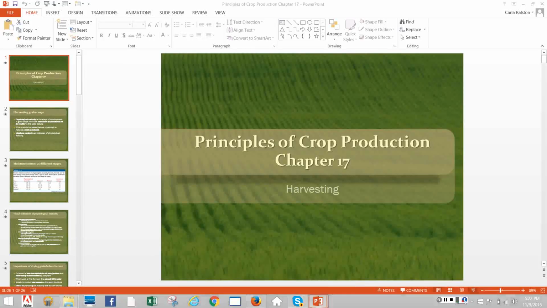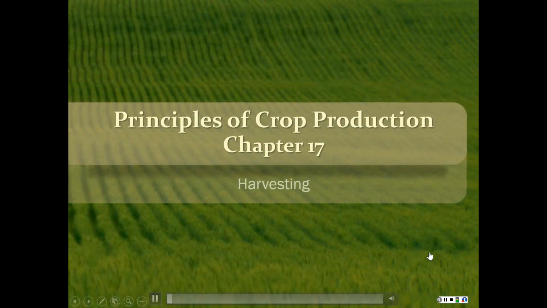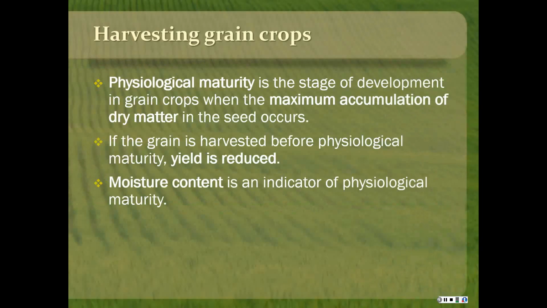Okay, today we're going over Chapter 17 in Principles of Crop Production, which is about harvesting. In harvesting grain crops, it's important to get the right stage. The stage of physiological maturity is a stage of development when the maximum accumulation of dry matter in the seed has occurred. So naturally, if the grain happens to be harvested before physiological maturity, the yield is reduced because it hasn't put on as much tissue and dry matter as it could.